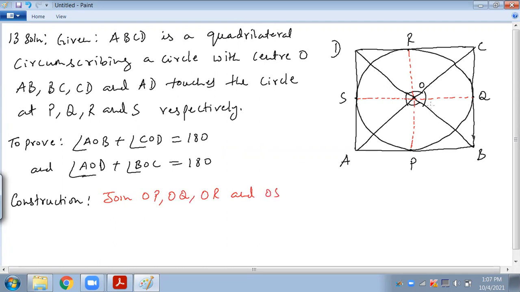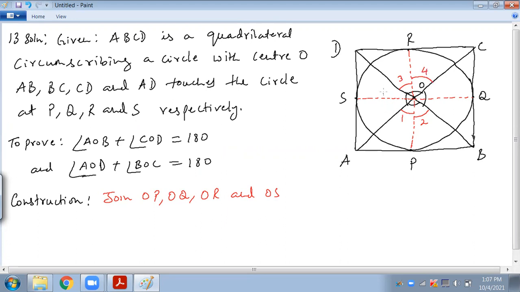Now, on drawing the construction, see the angle AOB is divided into two parts. This is one part, we'll mark it angle 1. This is another part, we'll mark it angle 2. Same way, angle COD is divided into two parts. We'll mark this one as angle 3, and this one as angle 4.